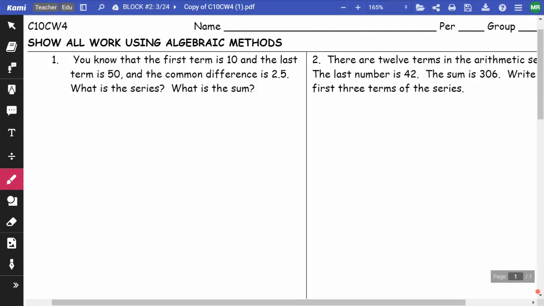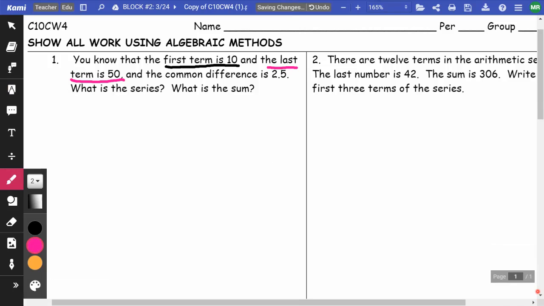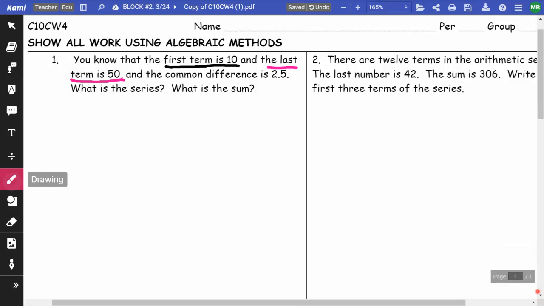So in this problem, it says, you know that the first term is 10. You know that the last term is 50. They also gave us a common difference, okay, of 2.5. And they want us to find two things. They want us to find the series and they want us to find the sum.